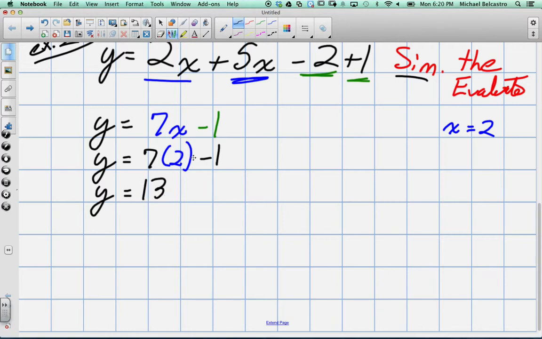Evaluating would be actually getting the answer. The simplifying would be that part, and this would be the evaluating.